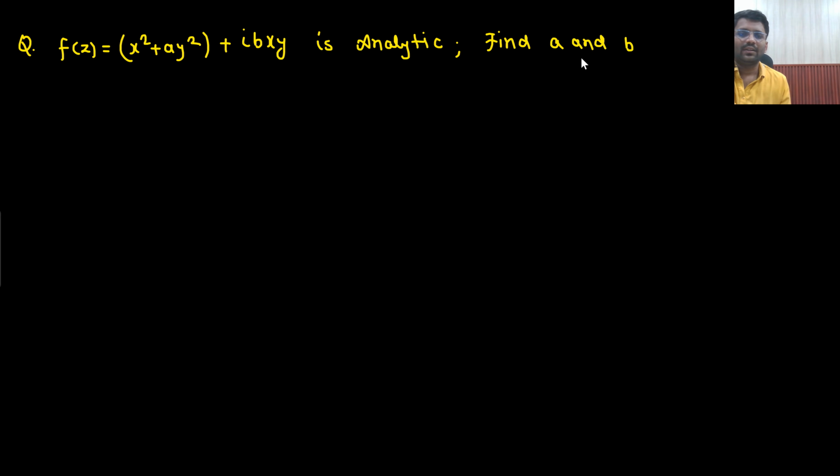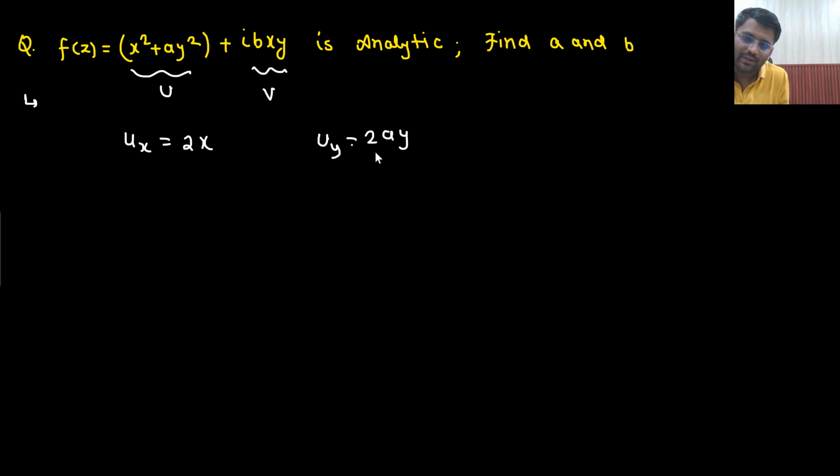Next, find the value of a and b. f of z is given. This is your u, this is your v. Again the same kind of questions. ux, which is coming out to be 2x, uy, which will come out to be 2ay, vx, which will come out to be by, and vy, which will come out to be bx. This should be equal to this one, and this should be equal to minus of this. So from here what you are getting, that 2x should be equal to bx. That means the value of b is coming out to be 2.